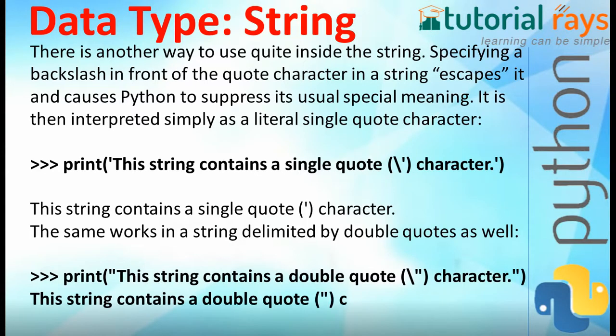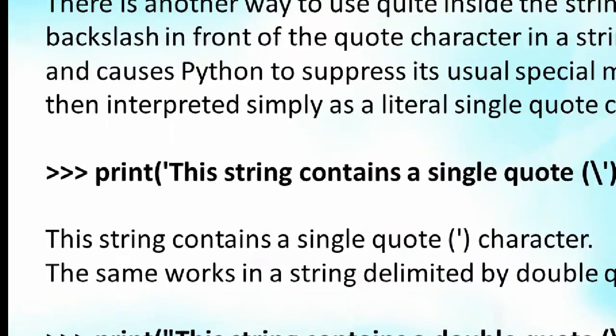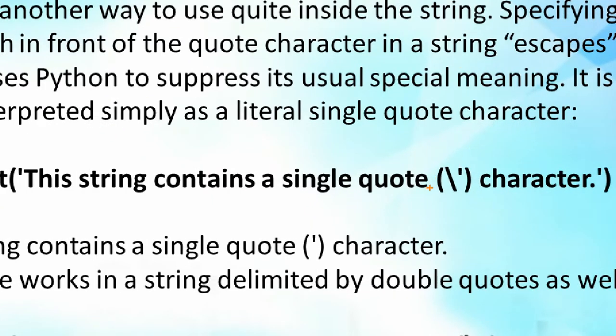So apart from that, there is another way to use quotes inside the string. Specifying a backslash in front of a quote character in a string escapes it, and because Python suppresses its usual special meaning, it is then interpreted simply as a literal single quote character. For example, in this one here you can see that we are using backslash. So using backslash you can use this single quote inside a single quote string.